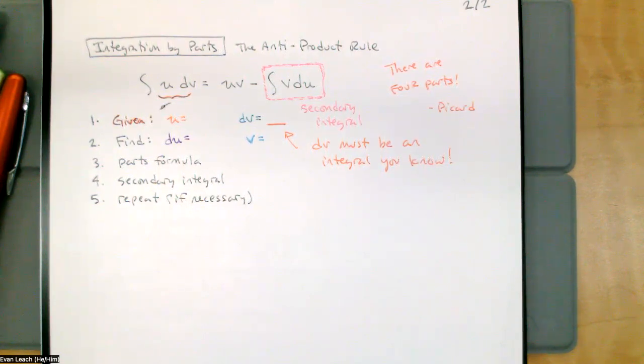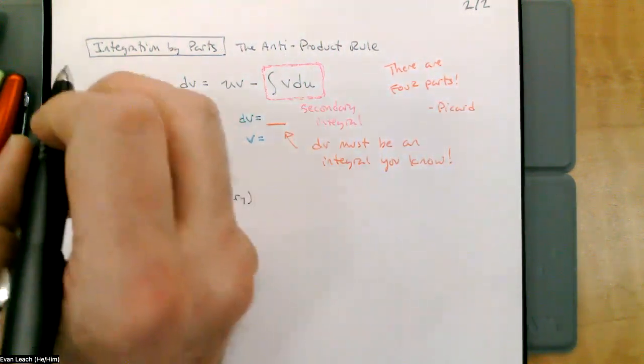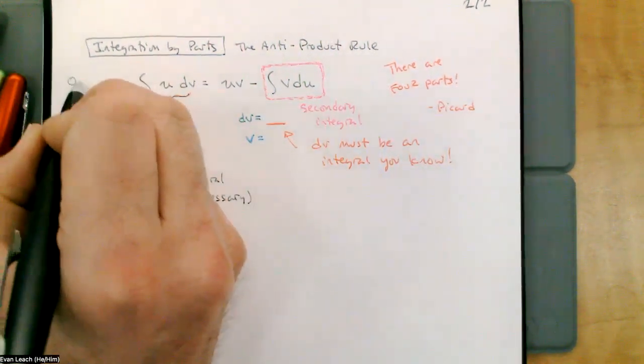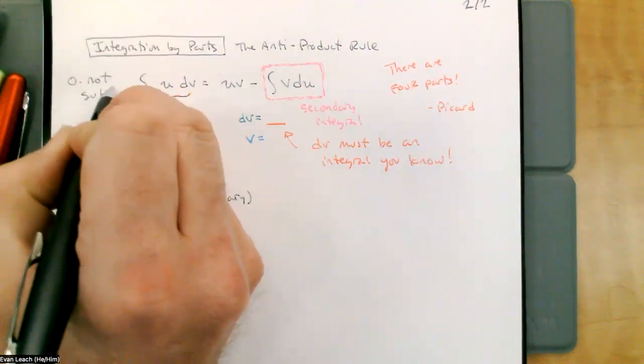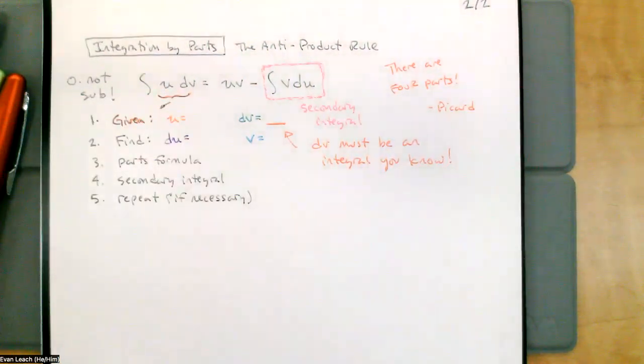Now, before you do any of this, you're going to want to make sure that this is going to require integration by parts. So your zero step, before you even start on this path, is to verify that this is not substitution. Once it's not substitution, then you can start this.